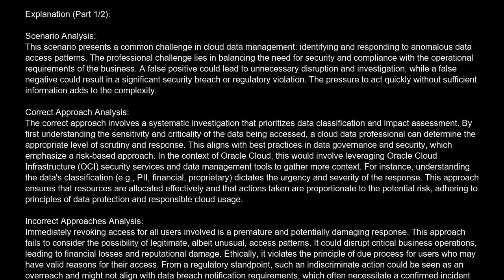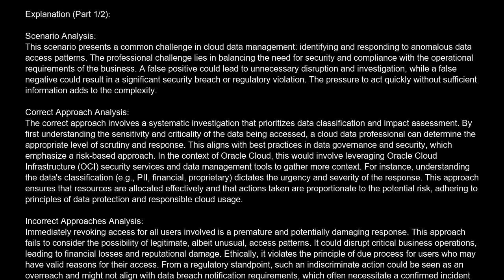Incorrect approaches analysis. Immediately revoking access for all users involved is a premature and potentially damaging response. This approach fails to consider the possibility of legitimate, albeit unusual, access patterns. It could disrupt critical business operations, leading to financial losses and reputational damage. Ethically, it violates the principle of due process for users who may have valid reasons for their access. From a regulatory standpoint, such an indiscriminate action could be seen as an overreach and might not align with data breach notification requirements, which often necessitate a confirmed incident before drastic measures are taken.